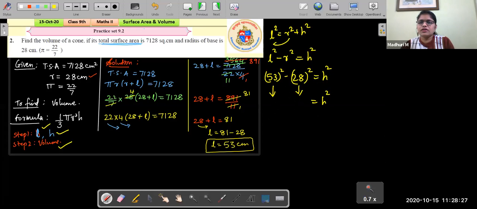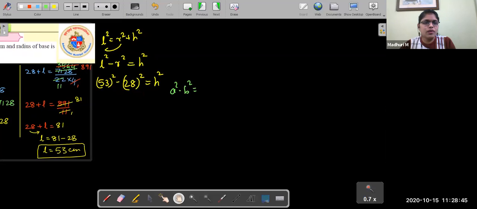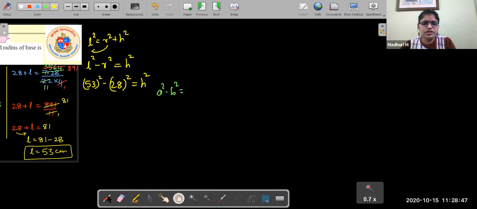Now, instead of squaring, I will give you a trick over here. Instead of squaring this part, we can use an identity, which is a squared minus b squared equals a plus b times a minus b. Why am I using this identity here? Just to make the calculations easy.